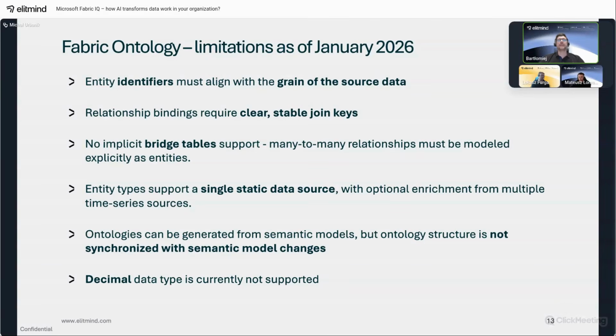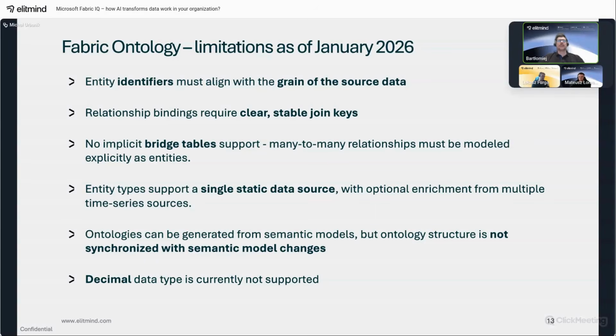Next is that this entity type supports only one single static data source. Probably this will be solved in future, but at this moment we can map only one static data source, but we can enrich the entity with multiple time series sources which come from Eventhouse.